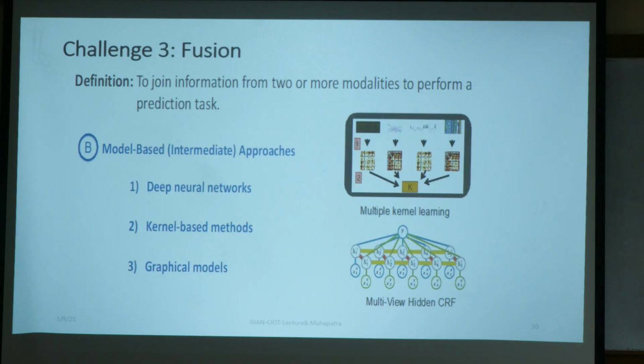Then model-based. This is model agnostic, meaning without model, just common sense. But this one is actually using a model as an intermediate approach. You can use deep neural networks, kernel-based methods or graphical methods. Okay? So these are again representations. Then you can find out different views, some views here, some views there, and say which one is working better.